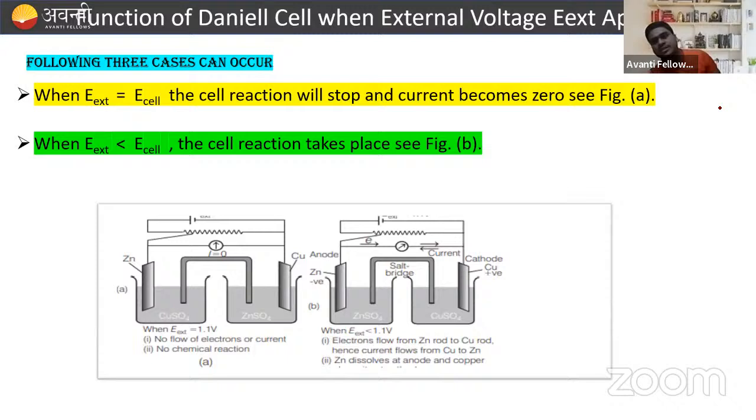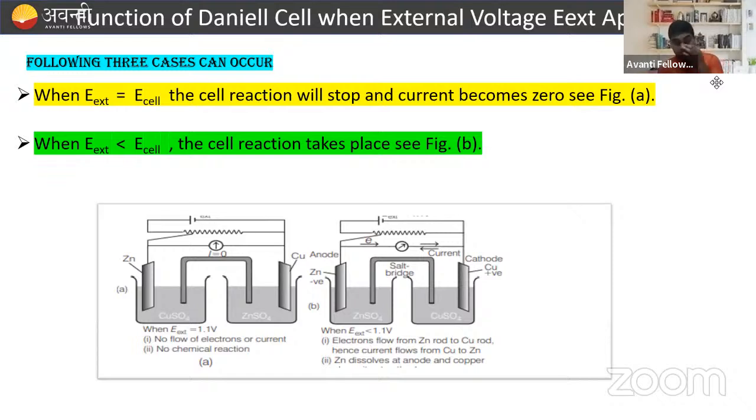Now, observe this. This one is very, very important, right? So basically the function of the Daniell cell when external voltage is applied. So when we apply external voltage, then three cases can occur. And what are the three cases there? First is when the external voltage is equal to the EMF of the cell, that is the EMF which is produced by the cell. In this, the cell reaction will stop and current becomes zero, as we see in figure A.